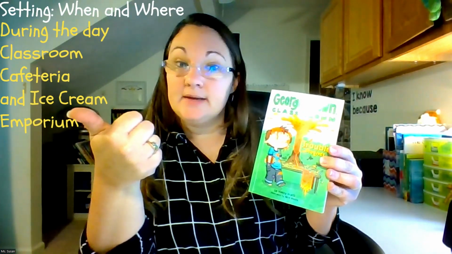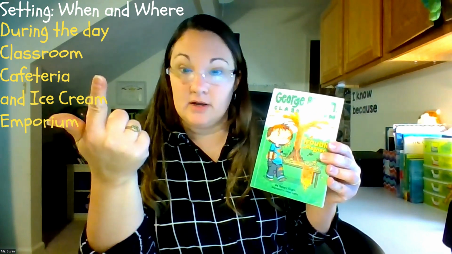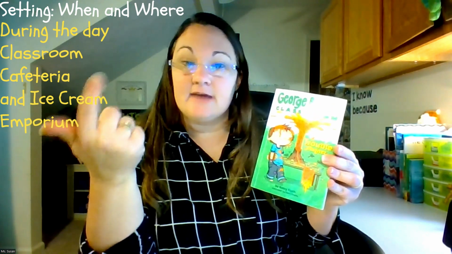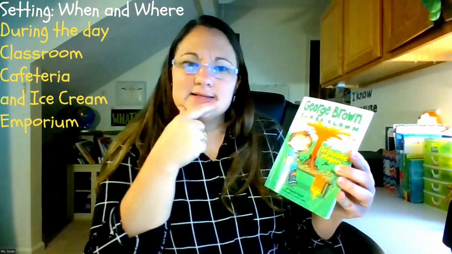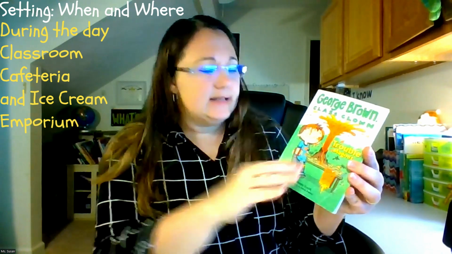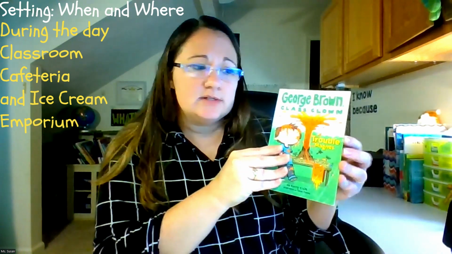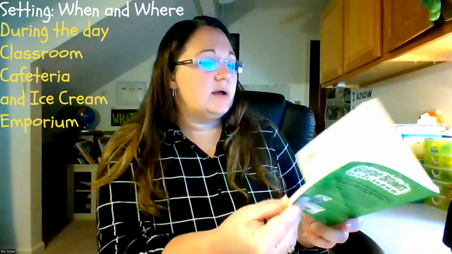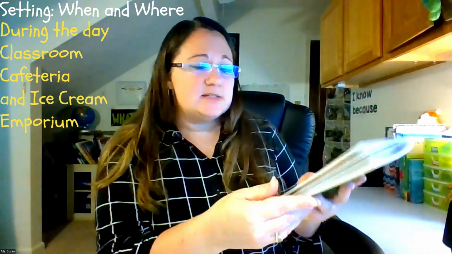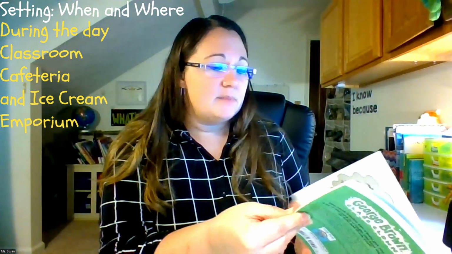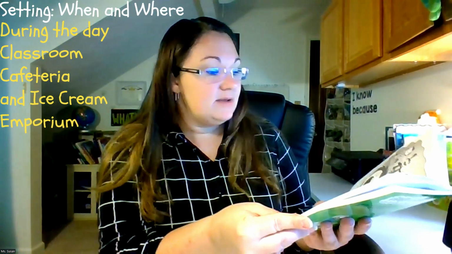The setting, where were they? The setting is where they were. They were at school, right? And the ice cream emporium, because he went to get ice cream one night, didn't he? So the setting is when and where it took place. When did this take place? Well, we don't really know, do we? Sometimes we don't know. It might be just during the day. We don't have a specific date and time that it happened, but we know it happened at school, in the cafeteria and in the classroom, right?